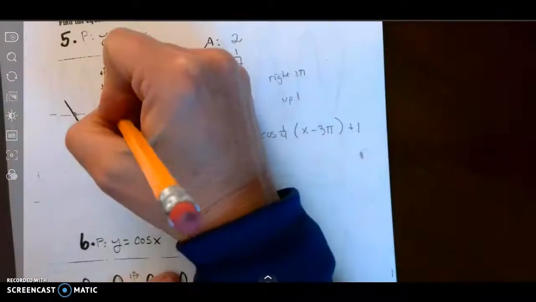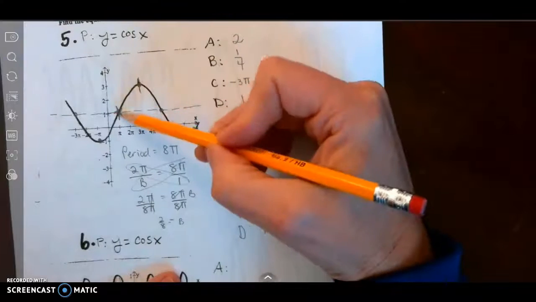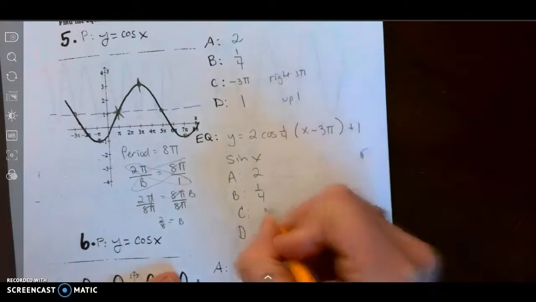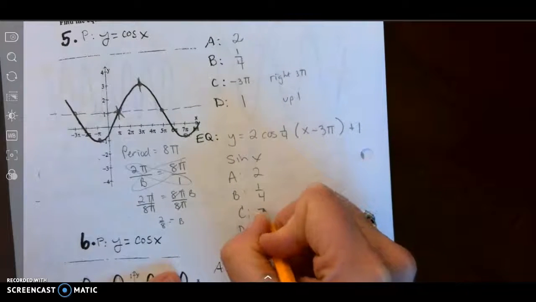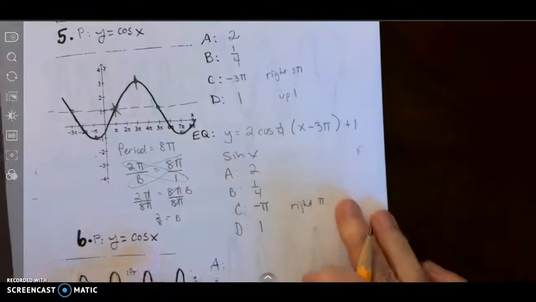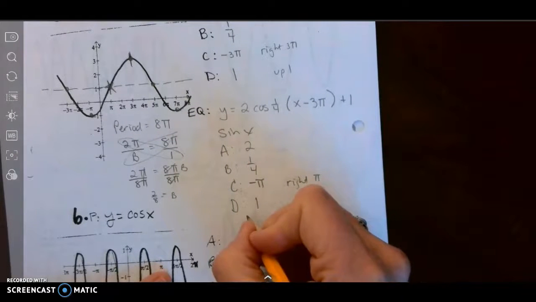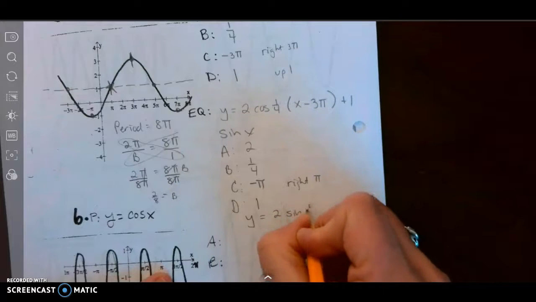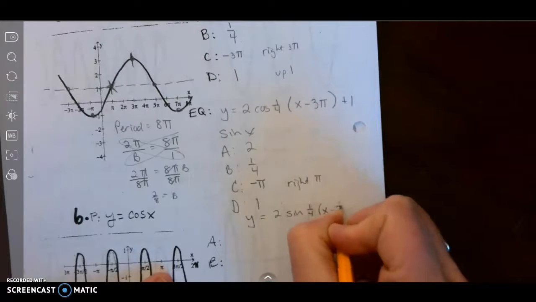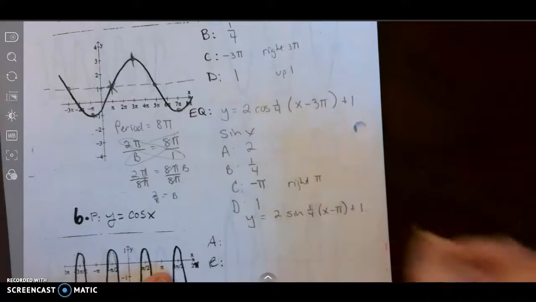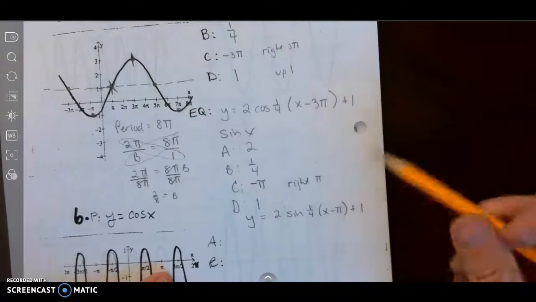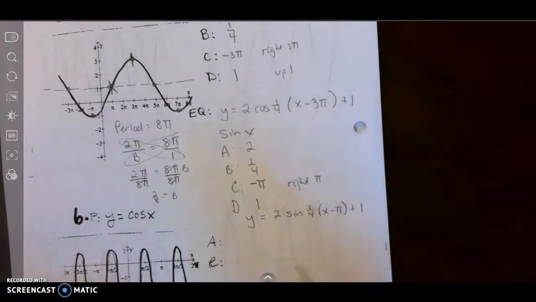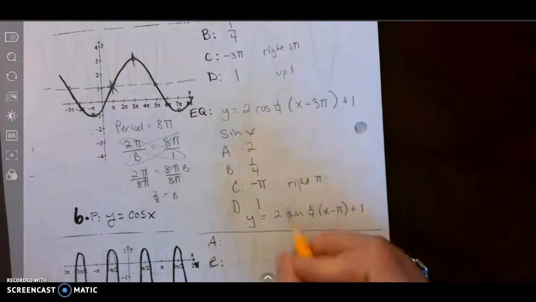My starting place for sine would be right here, and that's to the right pi, which means minus pi for the c value, and therefore my equation for sine is y equals 2 times the sine of 1/4 times x minus pi plus 1. I just thought we should go ahead and do it for both, just so you get that practice. We'll do the same thing here, and I'll do it from the start.